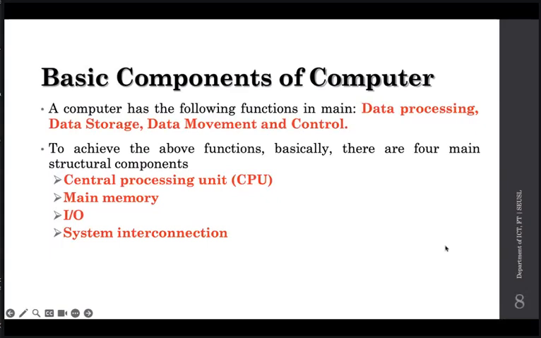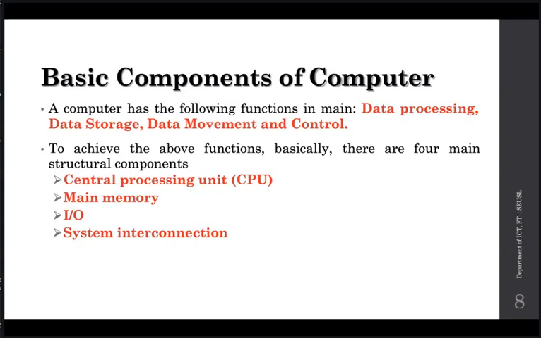So after that, moving on to the next topic, that is basic components of a computer. If you want to identify something as a computer, basically there should be some components, right? So they are CPU, main memory, I/O and a connection between them. These are the basic parts of any computer.